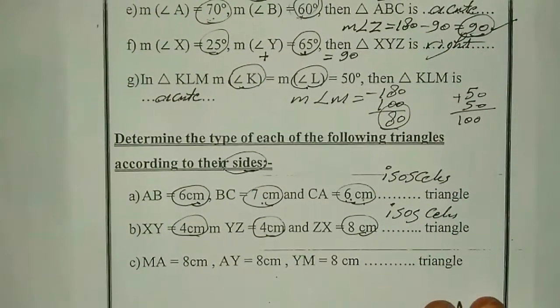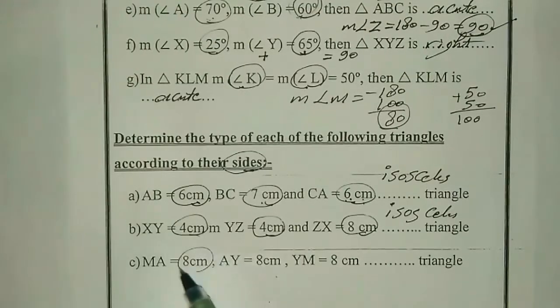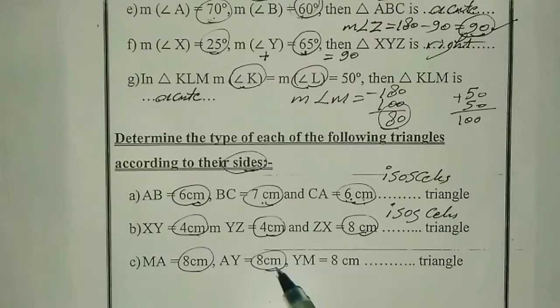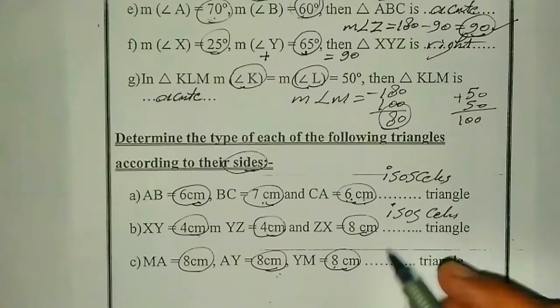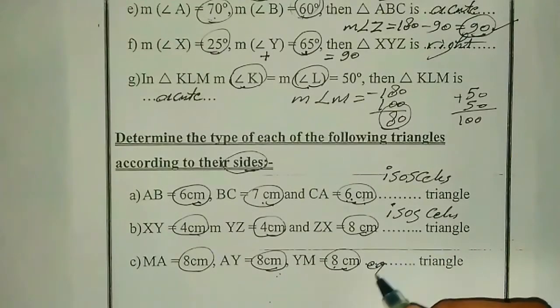The last, MA equals 8, AY equals 8, YM equals 8. So we have three equal sides. This triangle is called equilateral.